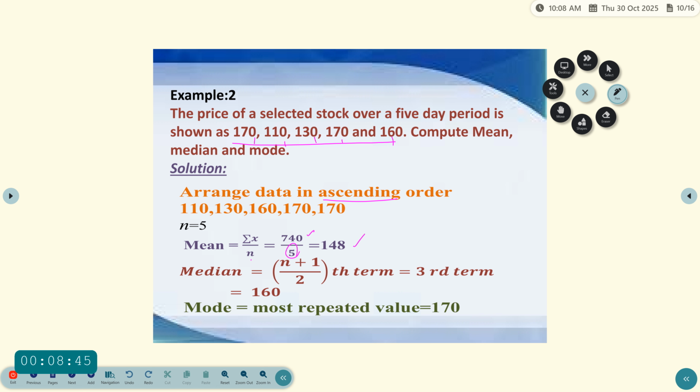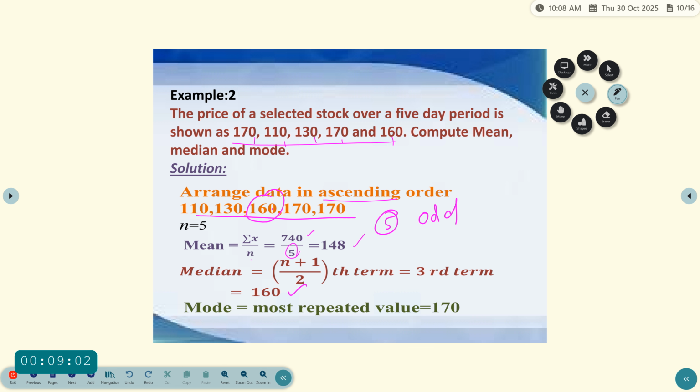Before going to median, we have to arrange the data in ascending order. After arranging the data in ascending order, find the median. Here we have only 5 observations, and 5 is an odd number. So use the first formula, n plus 1 by 2th term. So the third term. What is our third term? 160. So 160 is the median.